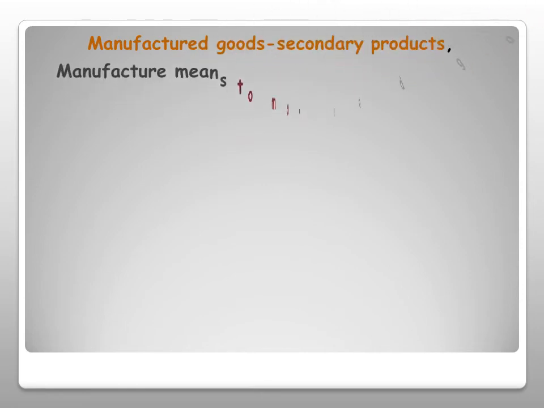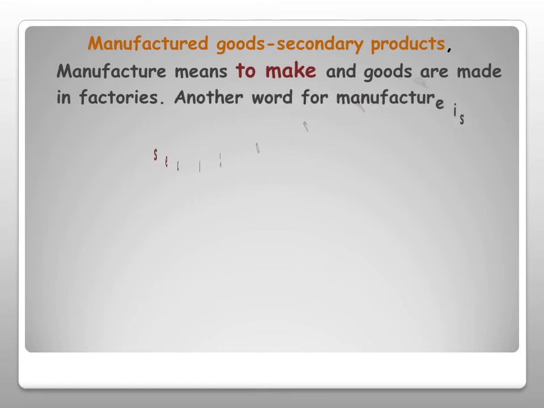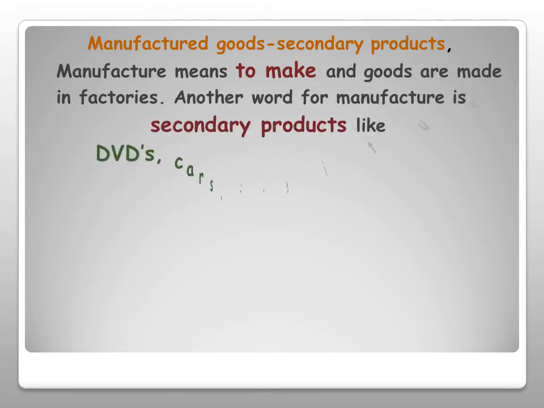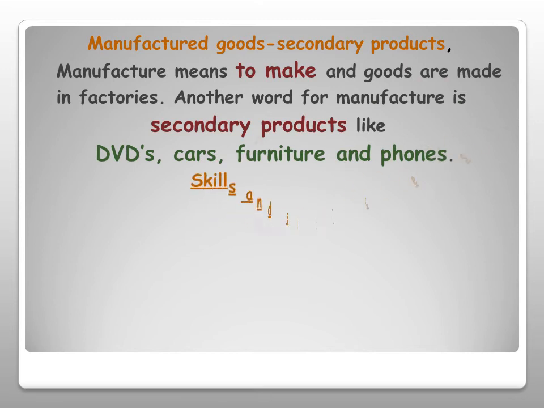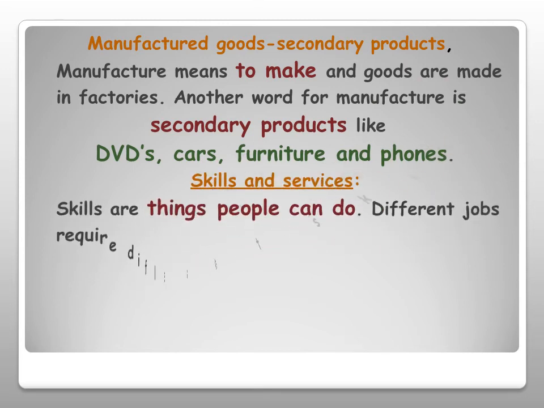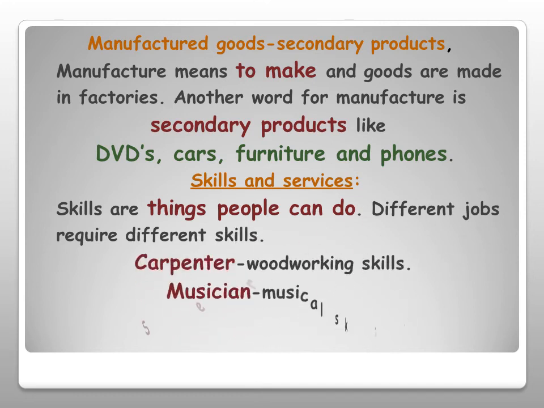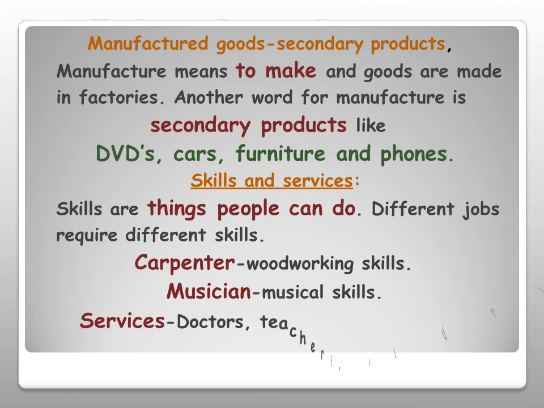Manufactured goods. They are known as secondary products. Manufacture means to make, and goods are made in factories. So manufacture is when they make things. Another word for manufacture is secondary products. So secondary products is things like DVDs, cars, furniture and phones. These are all made things. They are manufactured things. They fall under the secondary products.